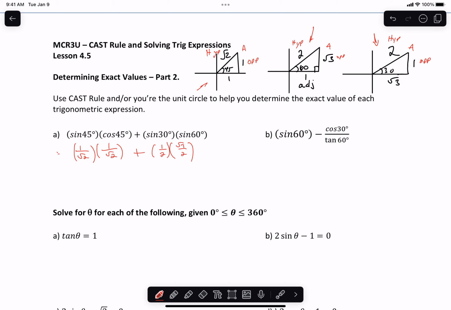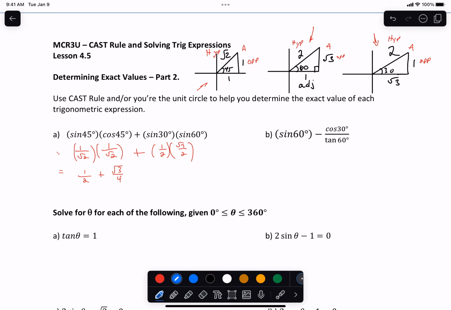And so I'm just going to do the math here. I get 1 over root 2 times root 2 is just going to be 2, plus root 3 by 4. And so in order to add those 2 things together, I'm going to have to create a common denominator. And so I end up with 2 over 4 plus root 3 by 4, which is subsequently just going to turn into 2 plus root 3 over 4. Okay, and that'll be your answer for this expression.